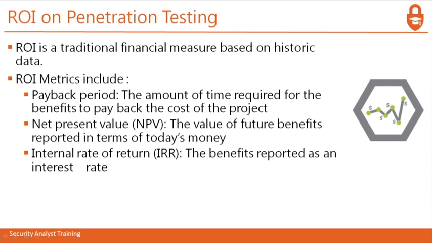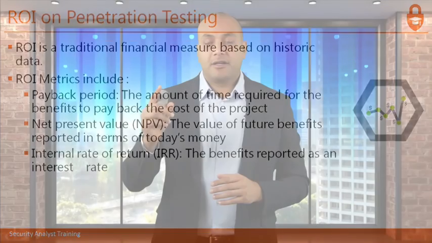Another one is called the net present value, NPV. This is the value of future benefits reported in terms of today's money, like how much money you have today, and the future benefits which are reported against that. The third one is the IRR, which is the internal rate of return. Basically, IRR is the benefits reported as an interest rate. All right, so three key things: payback period, NPV, and IRR. NPV is your net present value, and IRR is internal rate of return.